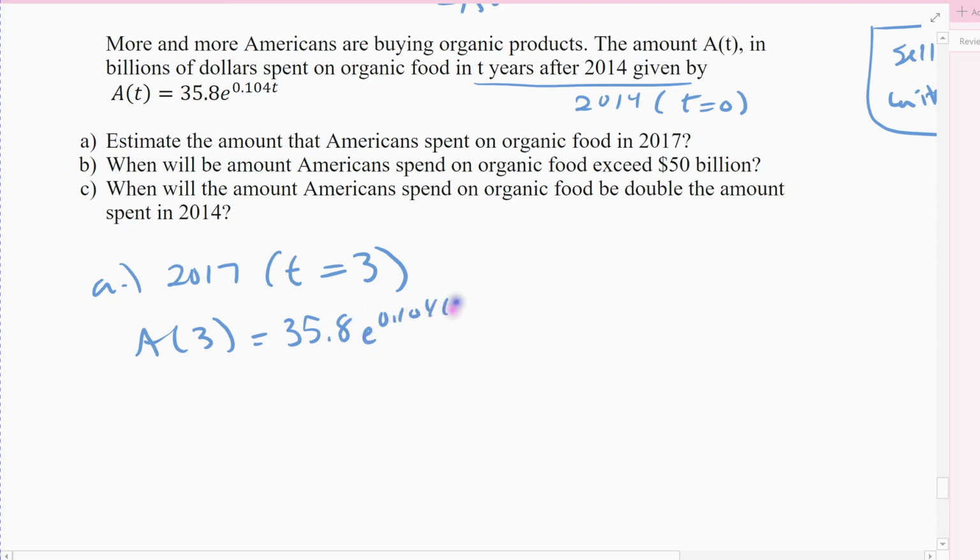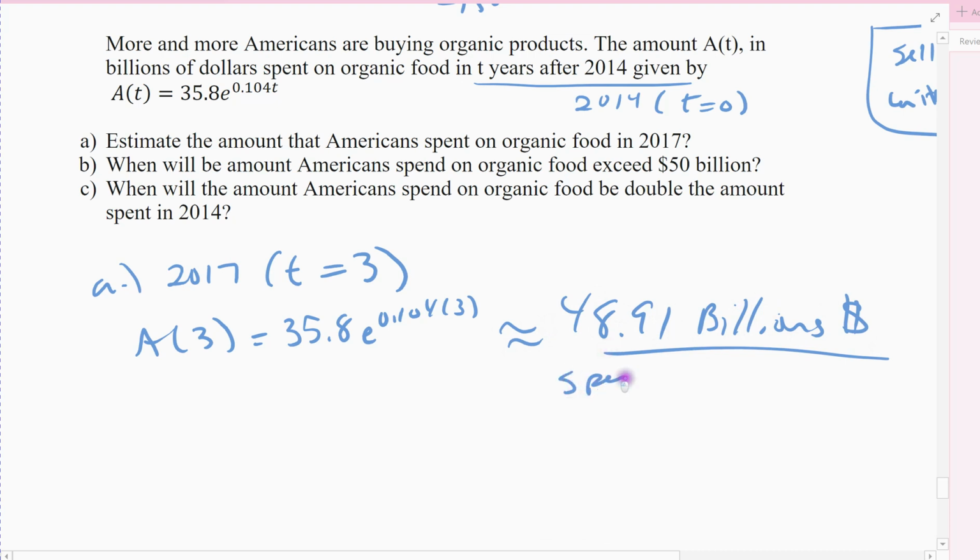So again, be careful with units in this chapter. That comes out to 48.91. Remember, it's in billions of dollars spent on organic food. So almost $49 billion was spent on organic food in 2017.